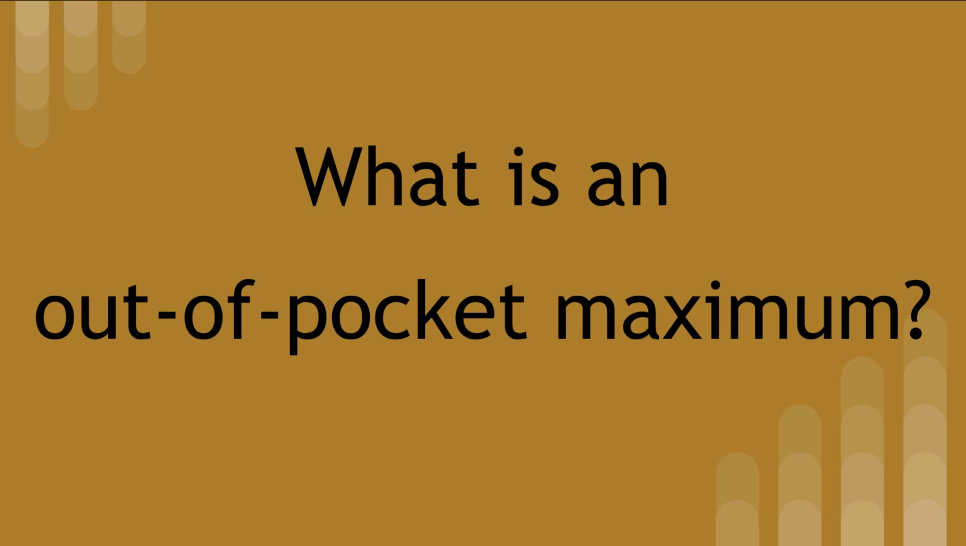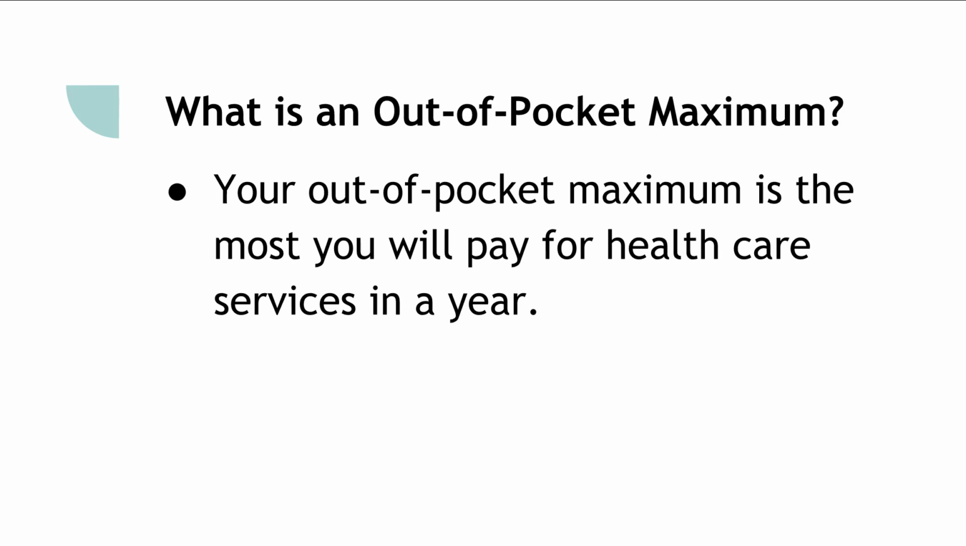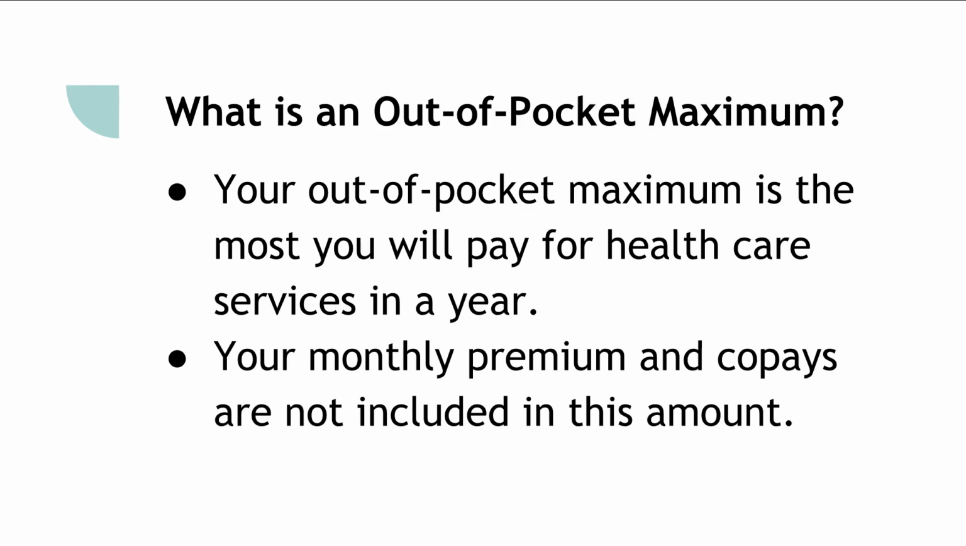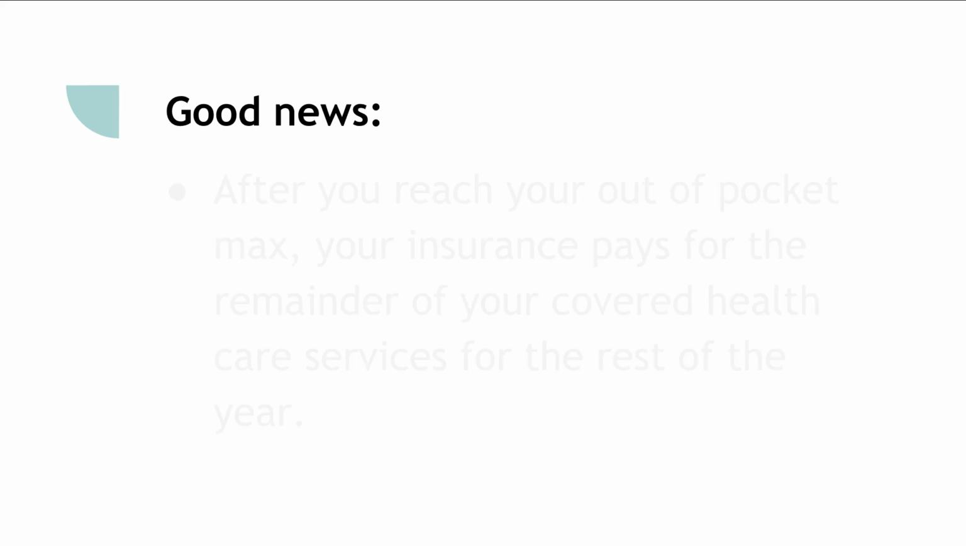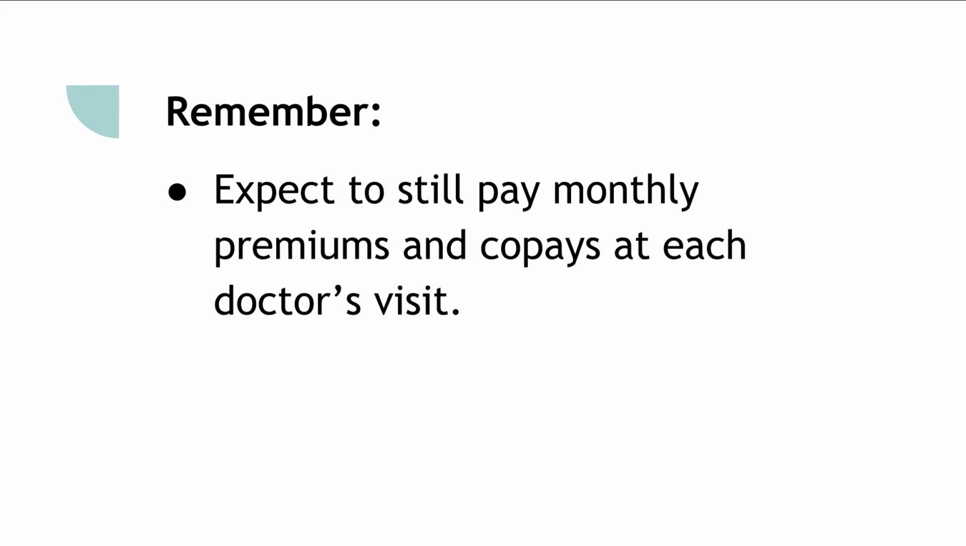What is an out-of-pocket maximum? Your out-of-pocket maximum is the most you will pay for healthcare services in a year. Your monthly premium and copays are not included in this amount. Good news! After you reach your out-of-pocket max, your insurance pays for the remainder of your covered healthcare services for the rest of the year. Remember, expect to still pay monthly premiums and copays at each doctor's visit. Keep in mind that you will never stop paying for coverage.